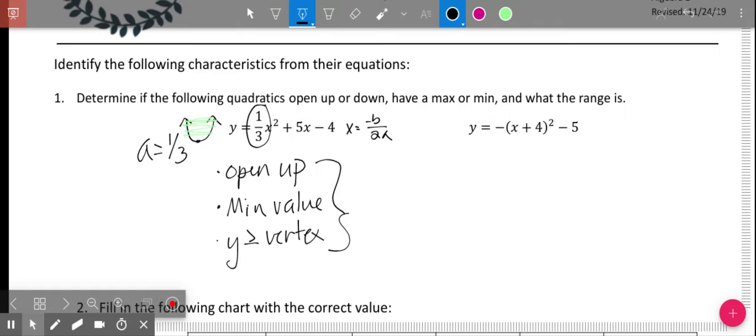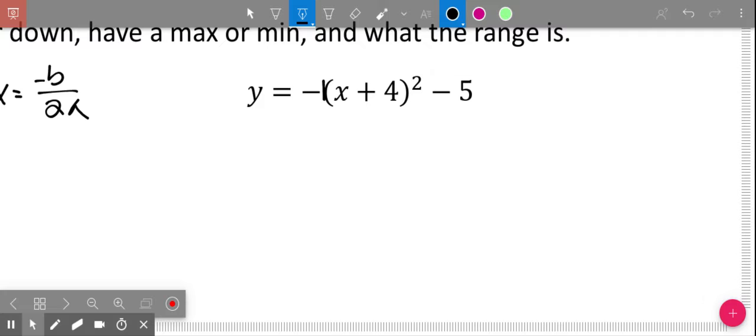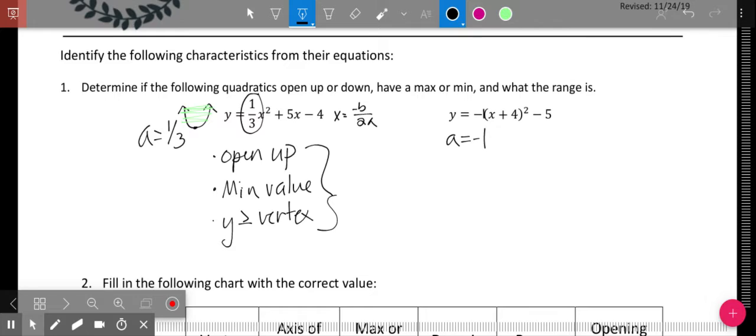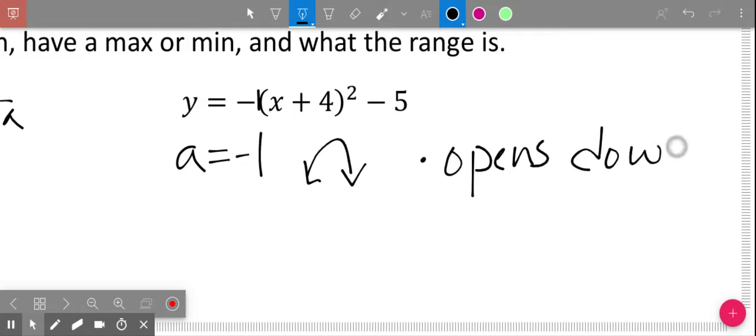All right, looking at the second one. Here we have a negative in front for our a value, so that means we have an a value of -1. Since our a value is negative, this one's basically the opposite of the first one. So that means our rough sketch, our graph's going to look like this. That means it opens down. The vertex is at the very top, so that means it has a max value.